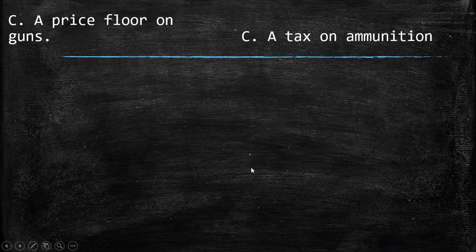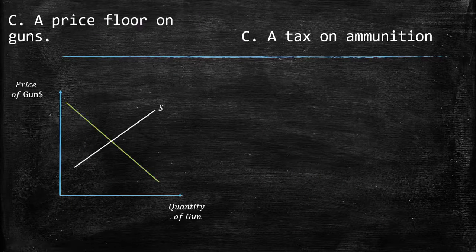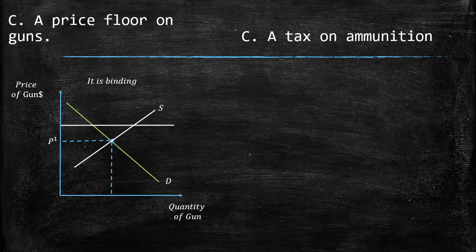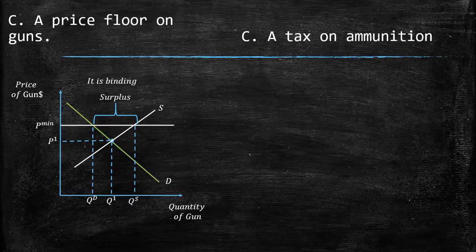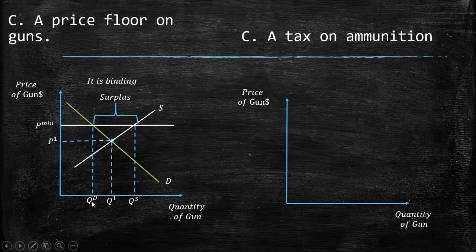Okay, now the next one, price floor on guns. When we fix a price floor on guns, remember in this case it's binding, so it has an effect when, as with the minimum wage, it is above the equilibrium price, so this is going to be the surplus. So this is an effect on guns. We have the reduction from Q1 to QD, and there's going to be a surplus because at this price the sellers decide to sell QS, but buyers just take QD.